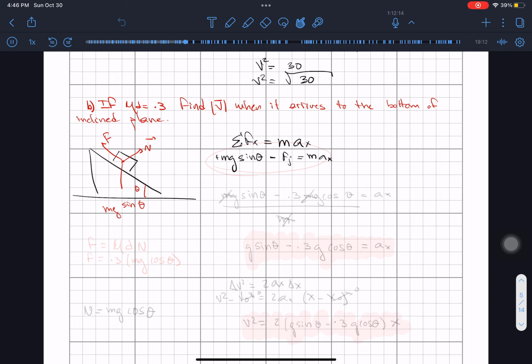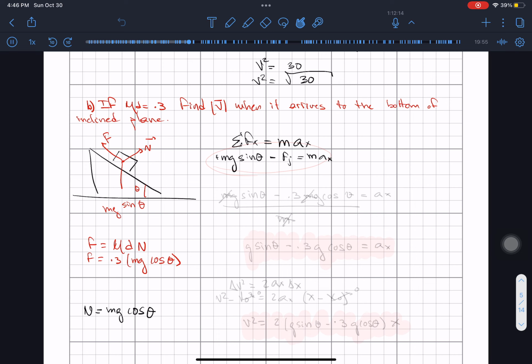So, let's find the friction first. Friction is going to be equal to mu times the normal force. And a way to find the normal force: the normal force is going to be equal to mg times cosine of the angle. Okay, so friction is going to be 0.3 times mg cosine of the angle.